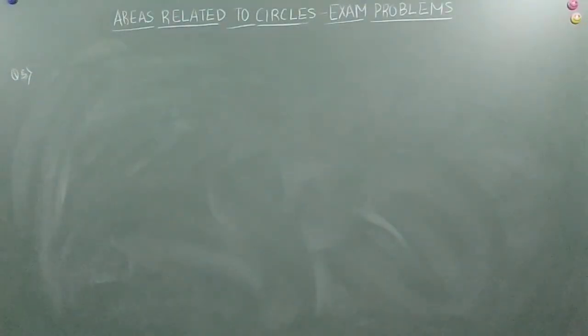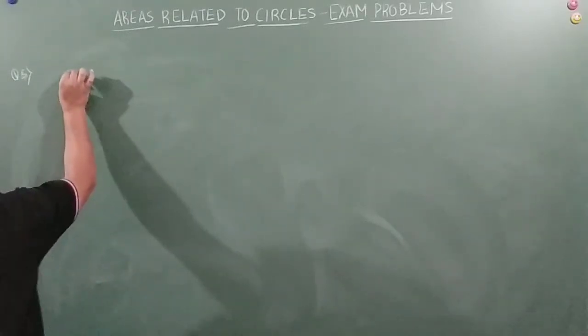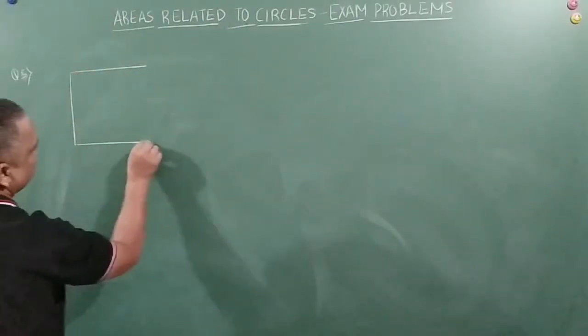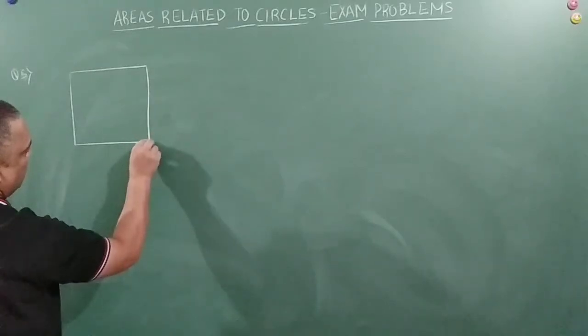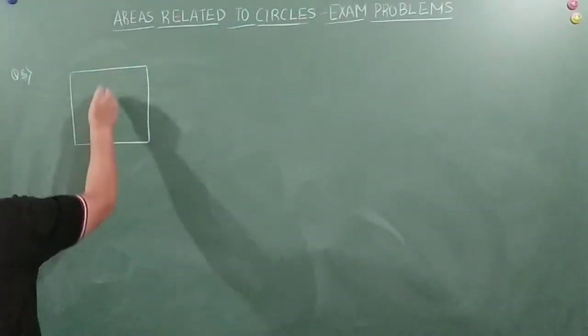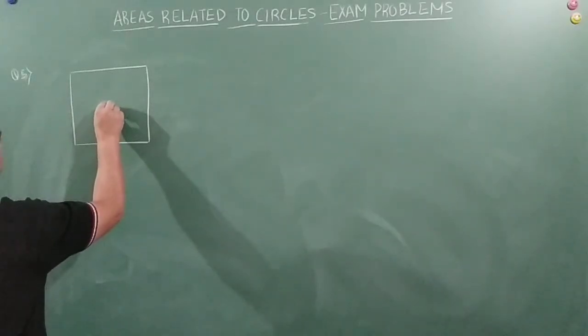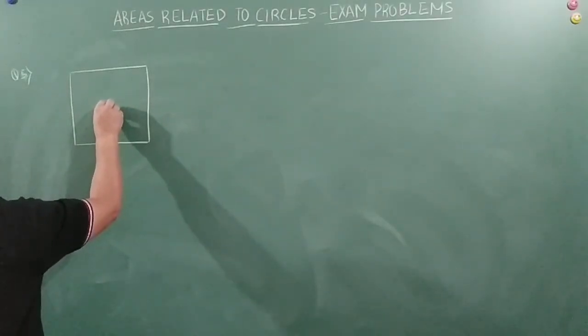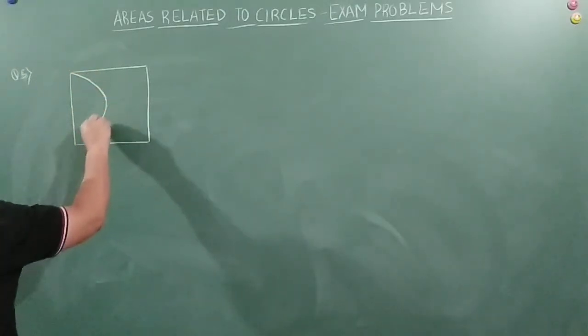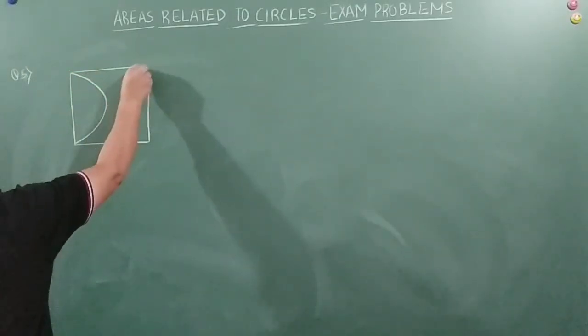So what's happening here is: find the shaded area in the below figure. Okay, so something like this. I'll just give you the concept. Now what is happening here, friends, let's say this is where the diagonals are meeting each other. You have a similar question in the textbook as well.